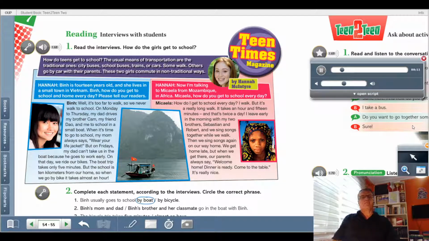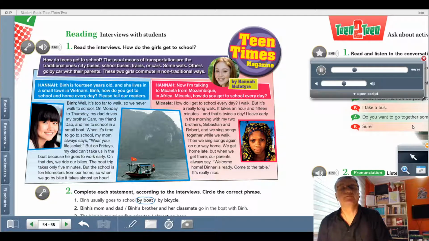How do teens get to school? The usual means of transportation are the traditional ones: city buses, school buses, trains, or cars. Some walk. Others go by car with their parents. These two girls commute in non-traditional ways. Bin is 14 years old and she lives in a small town in Vietnam. Bin, how do you get to school and home every day? Please tell our readers. Well, it's too far to walk, so we never walk to school.